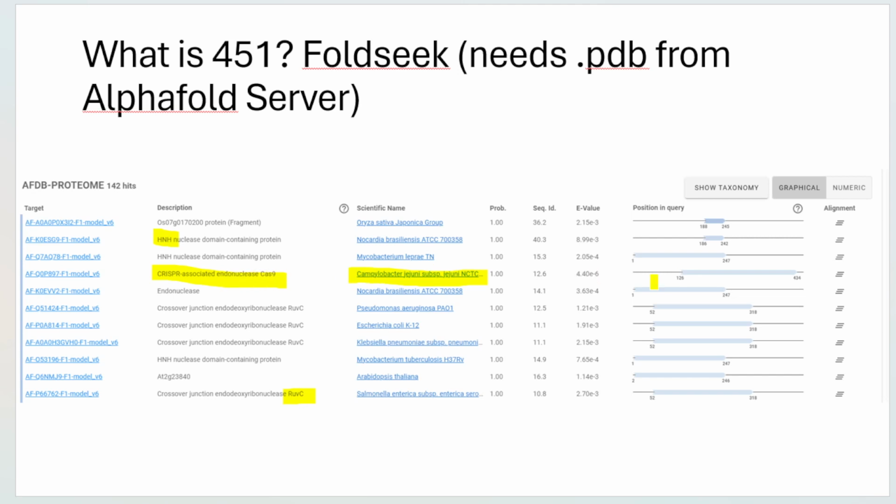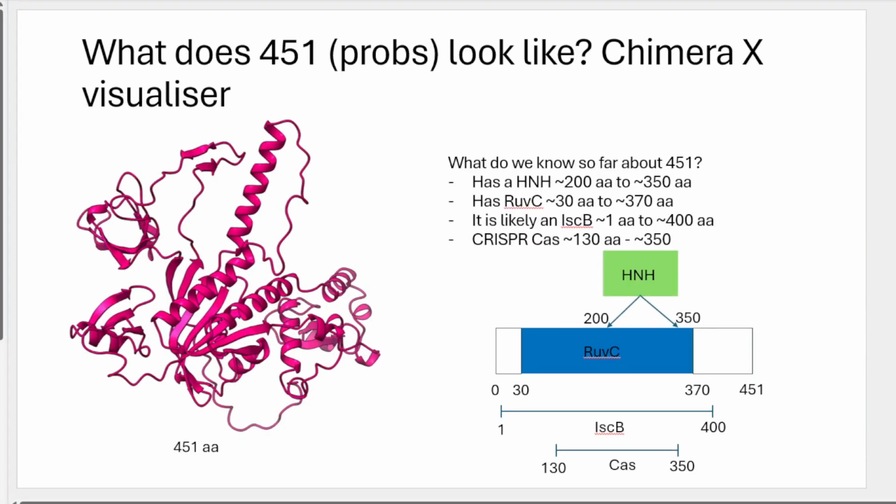So they reckon that there's a Cas system between 126 to 434 of our 451 query search, and there's a RuvC between 52 and 318. That's not bad. Okay, so what does our protein look like? Well, it looks like this. Based off the really average AlphaFold server fold, we know there's an HNH between 200 amino acids and 350, RuvC between 30 and 370. And we know there's an ISCB, 1 amino acid to about 400 amino acids, and the CRISPR-Cas system likely between 130 AA and 350 AA.